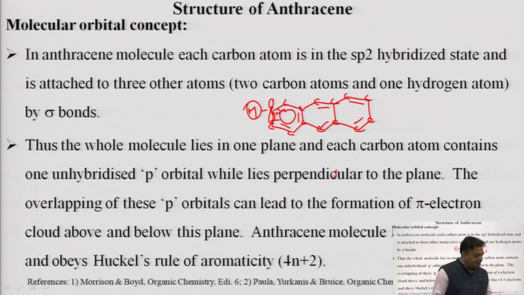So the whole molecule lies in one plane, and each carbon atom contains one unhybridized p orbital which lies perpendicular to the plane. The overlapping of these p orbitals leads to the formation of a pi electron cloud above and below the plane. The anthracene molecule has 14 pi electrons, so it obeys Huckel's rule. When we put this value in Huckel's rule, we find that n is equal to 3, an integer, which again confirms its aromaticity.